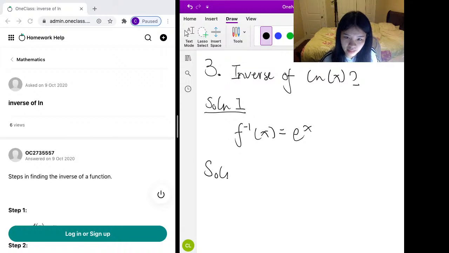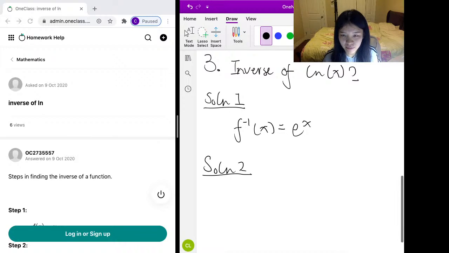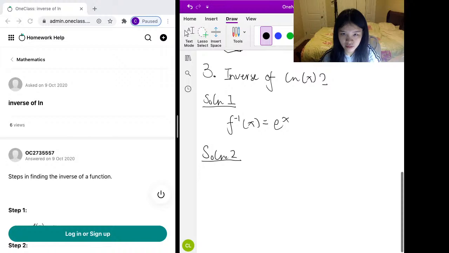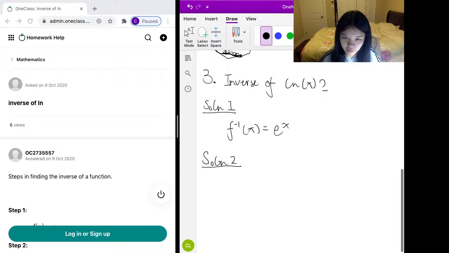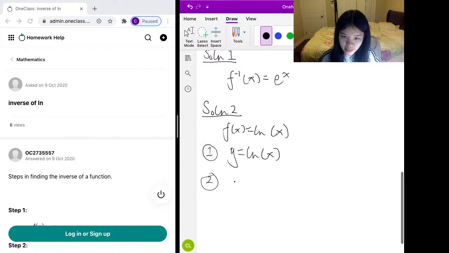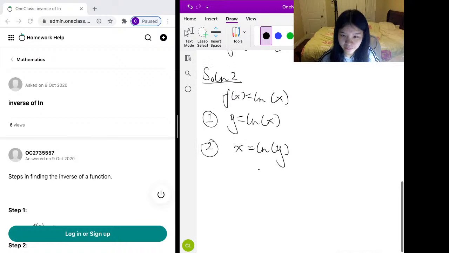Or we can do the second solution, where we actually derive the inverse of the ln function step by step using the definition of logarithms. So how do we find the inverse function of ln x step by step? First, for the function f of x equals ln x, we write the function as y equals ln x. Here we don't change anything. Next, we interchange x and y, so we have the function x equals ln y.